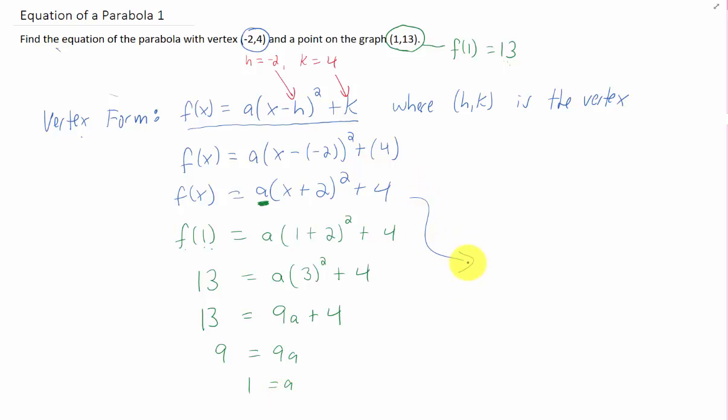So what does that tell me? That gives me a final answer for my equation for my parabola. It's just 1 times (x plus 2) squared plus 4. Of course, we don't need to write the 1 there, and this answer is great.